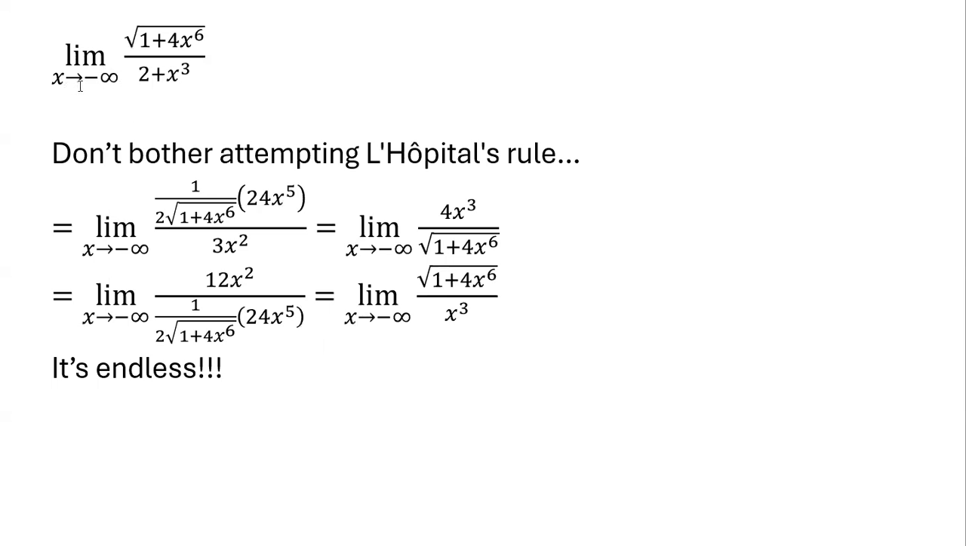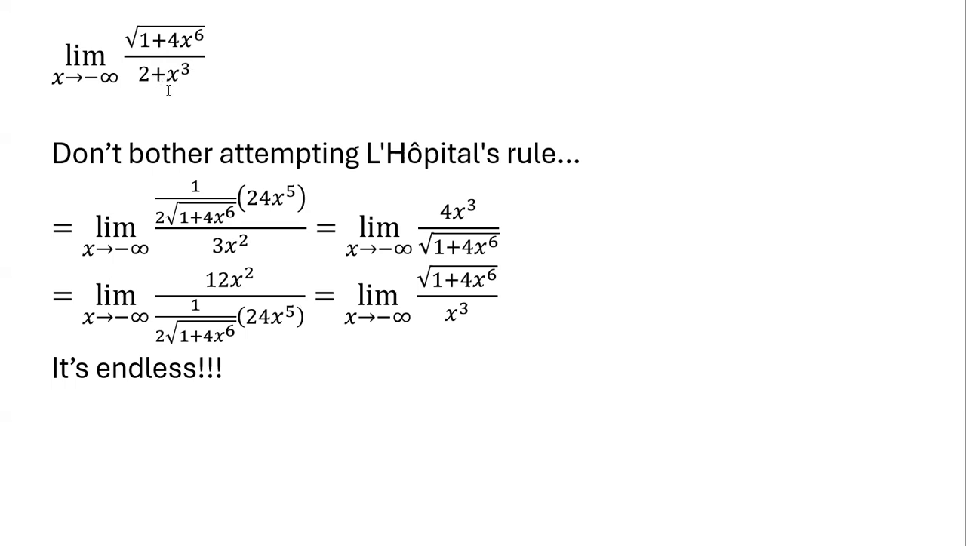Limit as x approaches either positive infinity or negative infinity, and it looks like a rational function, but there's a square root or something like that in the function, okay? So in this particular case, limit as x approaches negative infinity, square root of 1 plus 4x to the 6 over 2 plus x cubed, okay?